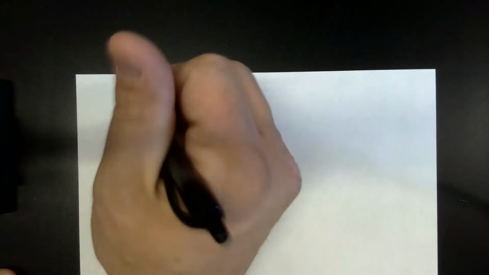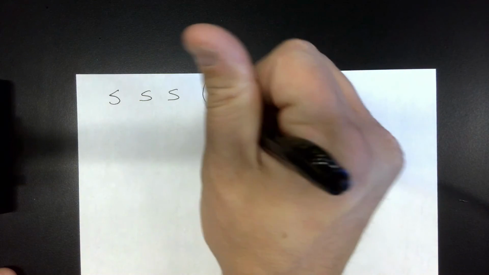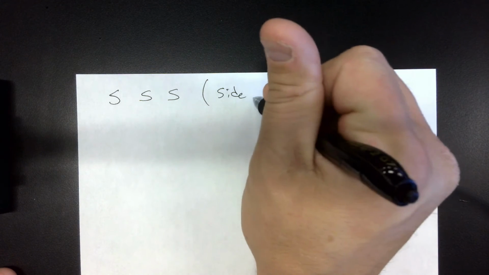Now that we talked about that, we're going to go back to triangles. There's 4 different ways to prove that 2 triangles are congruent. The first one, we're going to start off with side, side, side, which is abbreviated. I don't know why I wrote it like this.